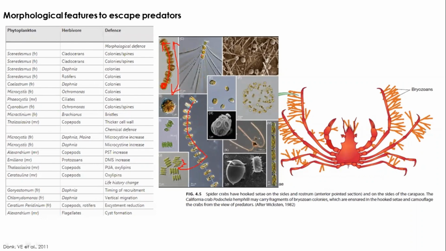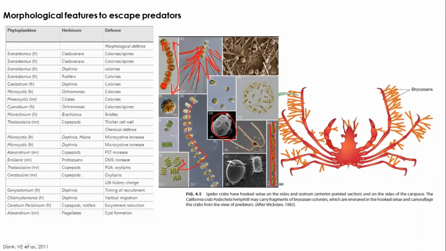Then there will be some which will develop spines. Mostly these spines will not be preferred by the predators. Then they may have some kind of hard shell structures, which again is not preferred by the zooplankton or by the predators. Or otherwise they will be very elongated in shape, which again may not be feasible for the small zooplankton to feed upon.